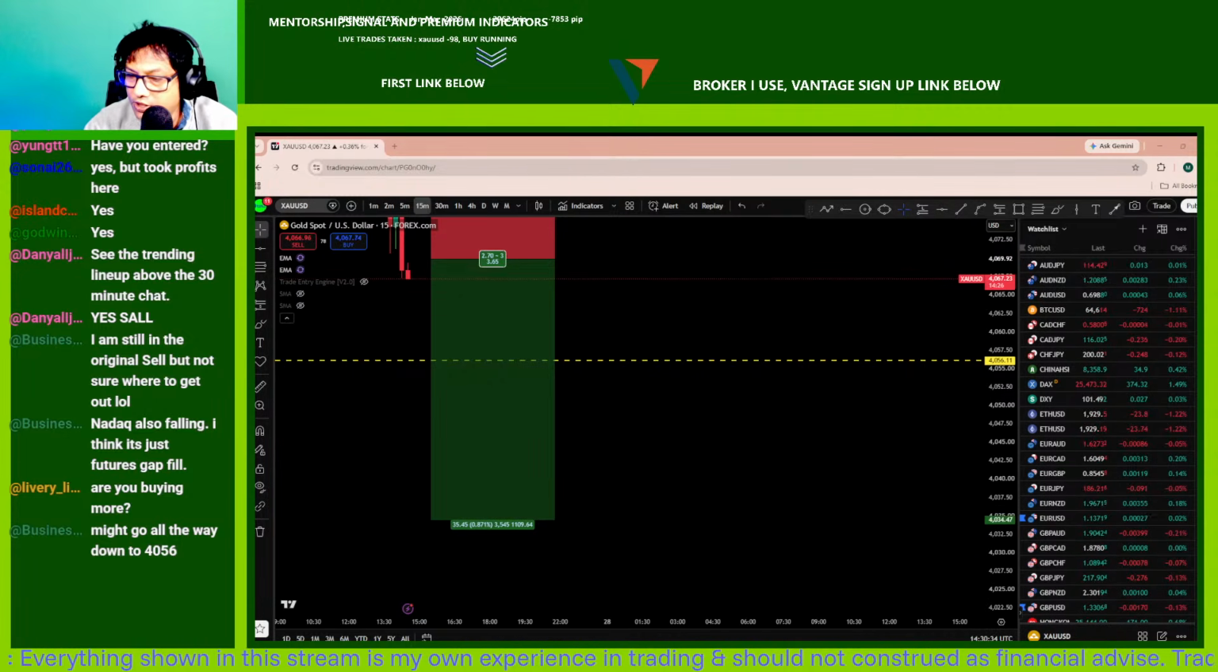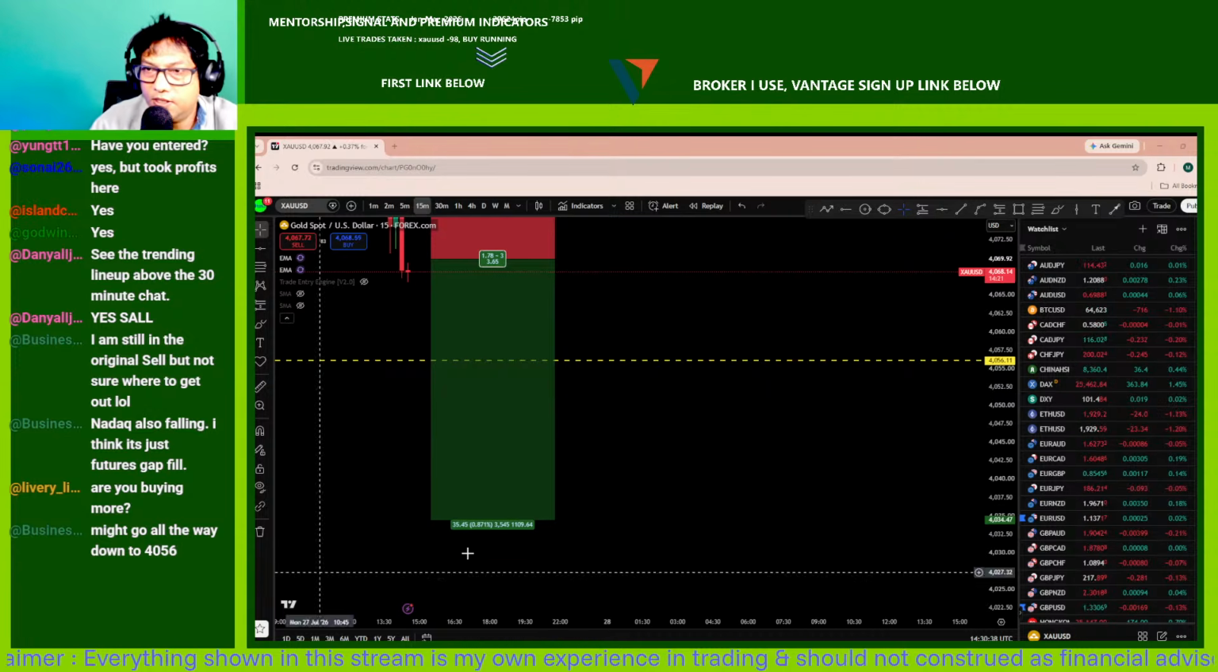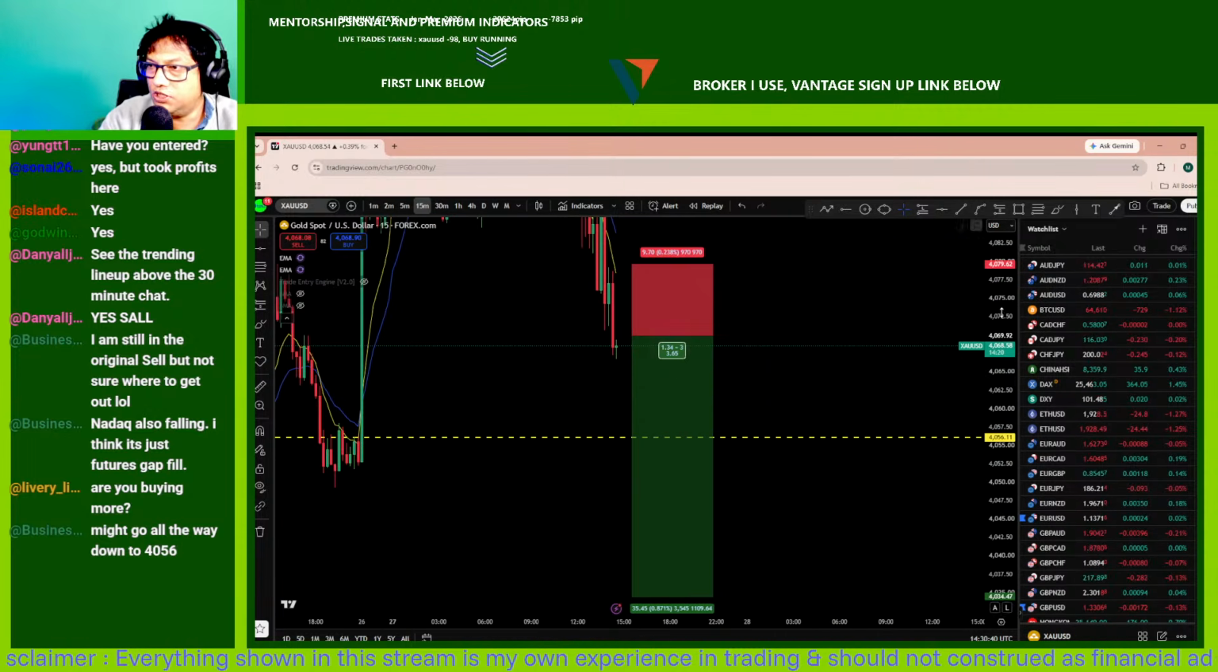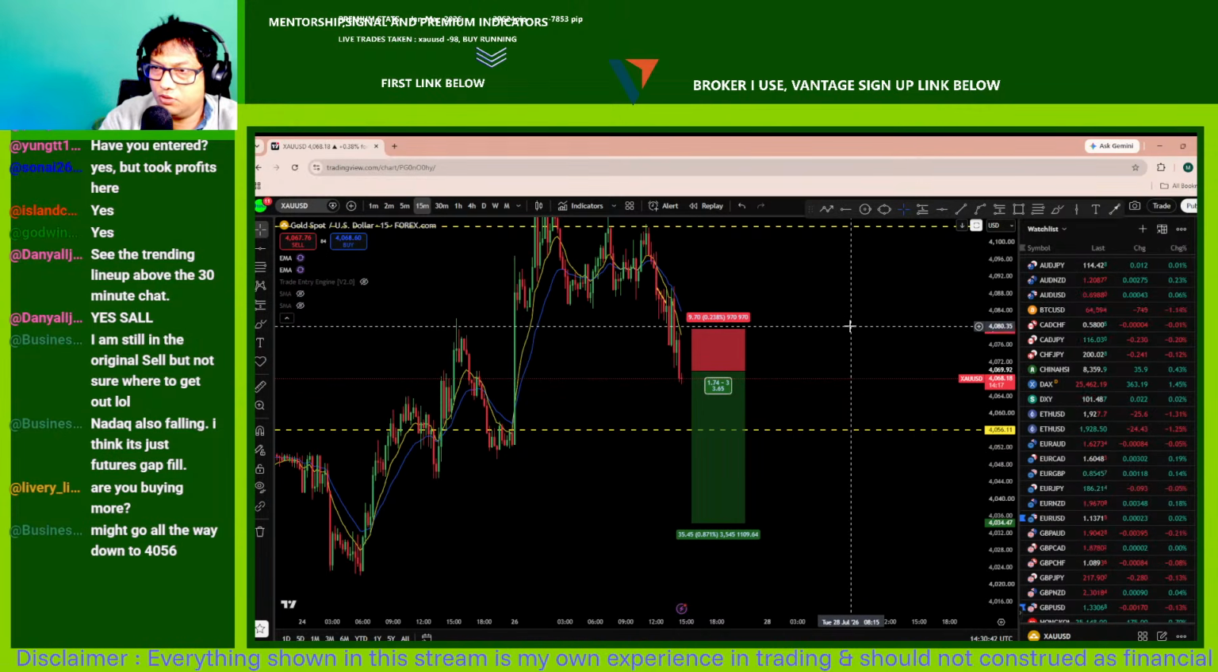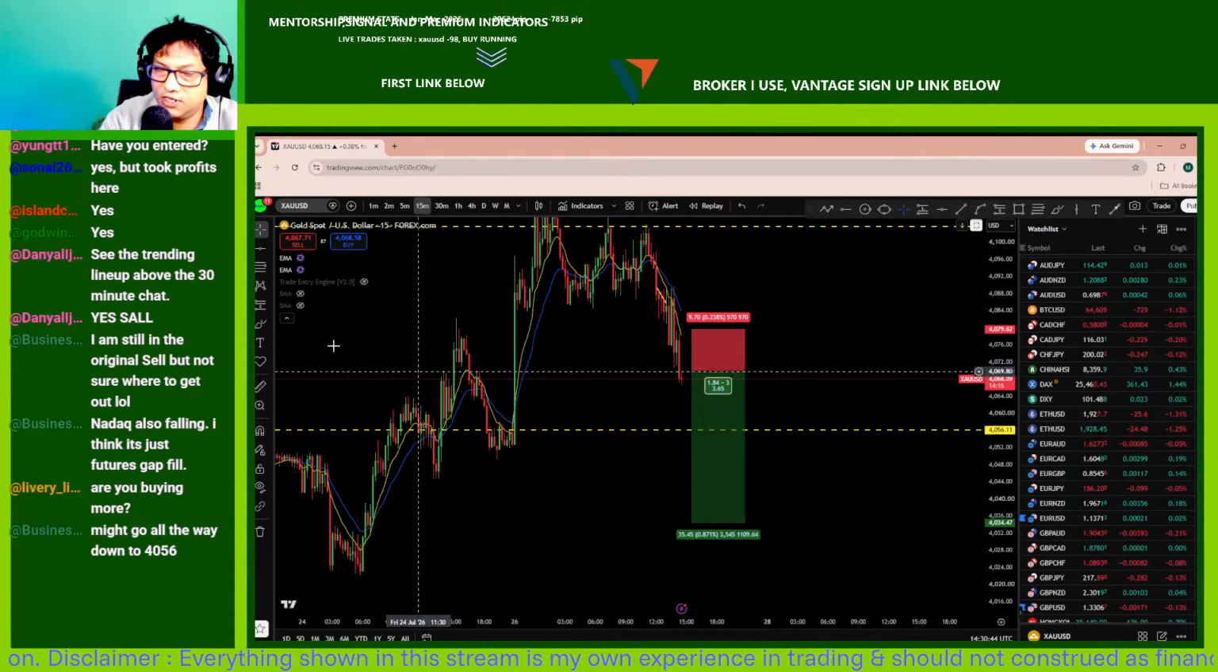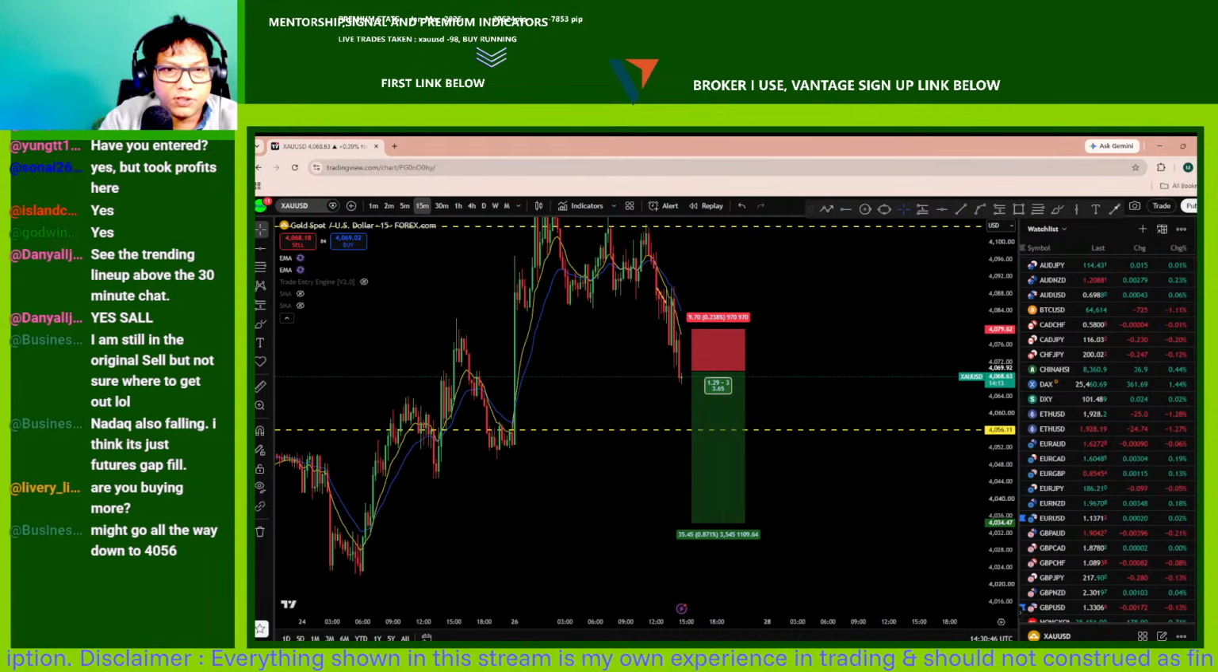So I'm setting my TP at 4034.47. If we see a strong break, then I wouldn't be surprised to see the market drop entirely down below to the support area.